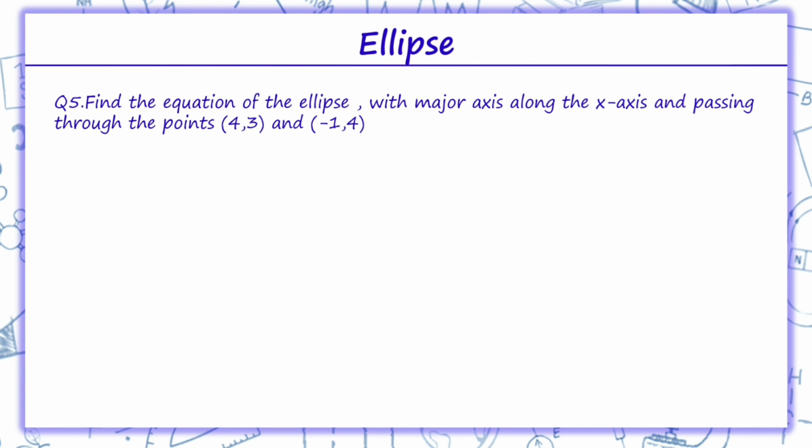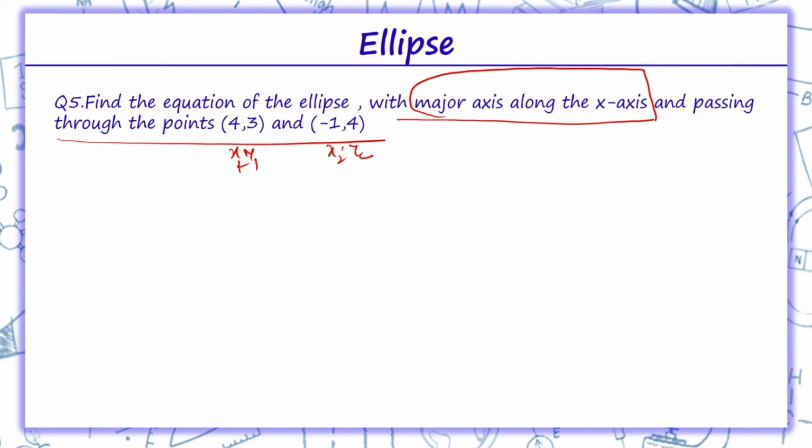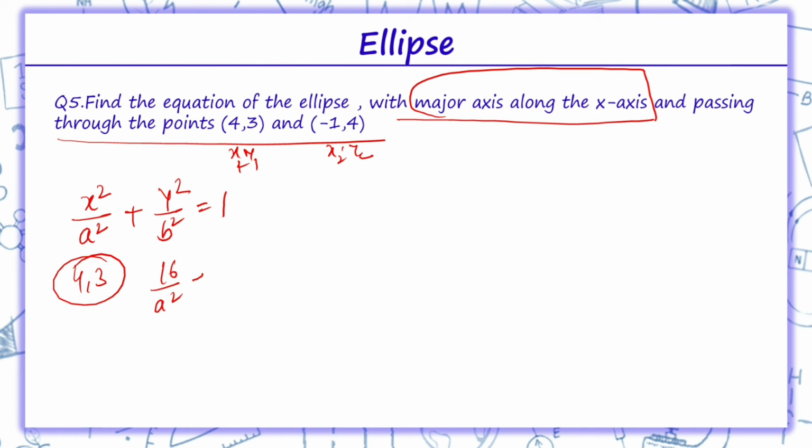Next question, find the equation of an ellipse with major axis along the x axis passing through the points given to us, that is x1 y1 and x2 y2. Now over here we are provided with the points. Since they have mentioned the major axis is along the x axis, the standard equation will be x square by a square plus y square by b square equals 1. First, putting the point 4 comma 3, in place of x we put 4 and in place of y we put 3. So 16 by a square plus 9 by b square equals 1.